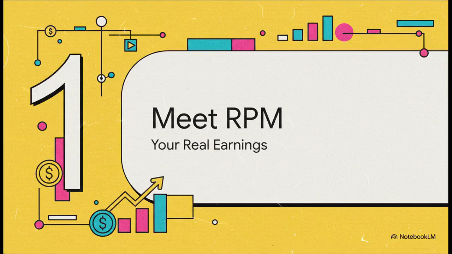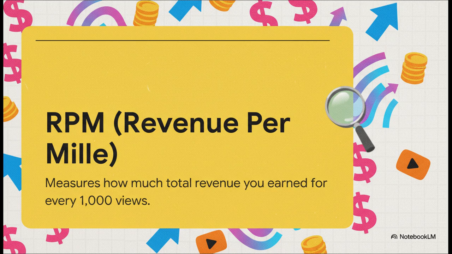Okay, so if CPM isn't the hero of the story, then what is? Well, let's introduce you to the real star of your analytics dashboard. Meet RPM. This right here is the metric that actually shows you what you're earning as a creator. RPM stands for revenue per mille. And you know what? It's beautifully simple. It just calculates your total actual revenue for every single 1,000 views your videos get.